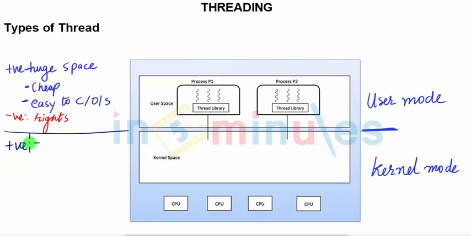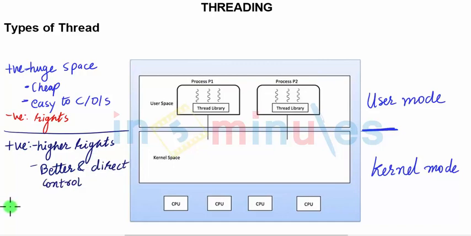Now kernel mode does have certain advantages, that yes, high rights. Why? Because we are talking about the kernel mode, and the kernel is handled by the OS, making all the privileges available with the OS given to the kernel, and the kernel inheriting all these things. So obviously, high rights, better and direct control. The negative side, on the other hand, is that space is less. Compared to the user mode, kernel mode always has less space, creating one major disadvantage.